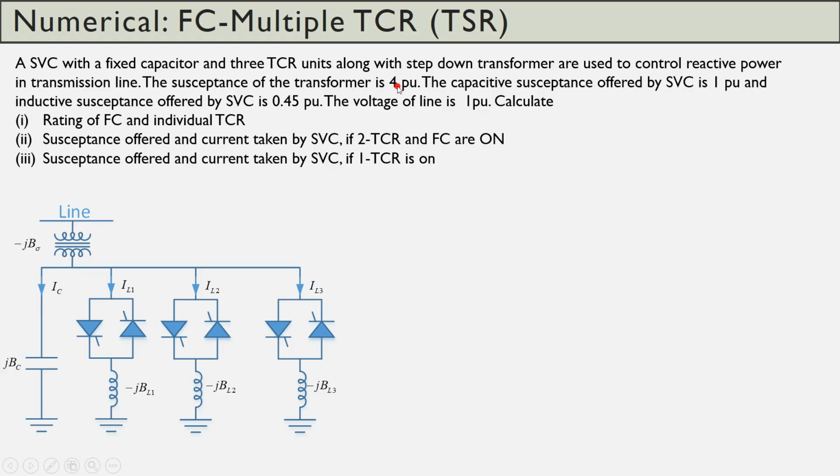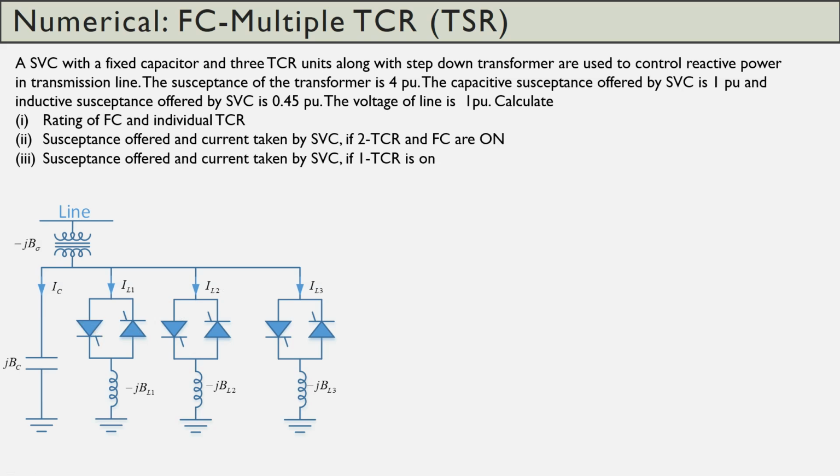The susceptance of the transformer, that is B sigma, is 4 per unit. The capacitive susceptance offered by the SVC is 1 per unit. So the maximum capacitive susceptance offered is 1 per unit, and the inductive susceptance offered is 0.45 per unit by this unit, and the voltage of the line is 1 per unit. Calculate the rating of FC and individual TCR.